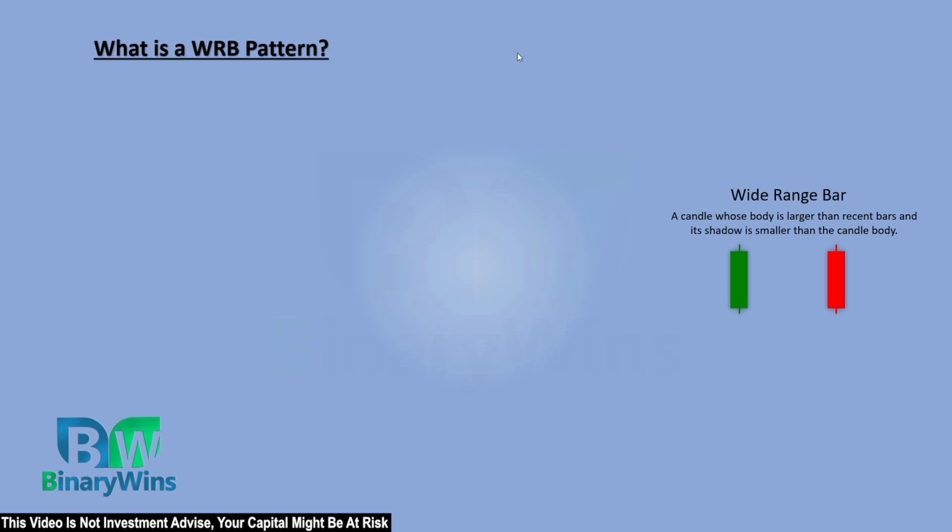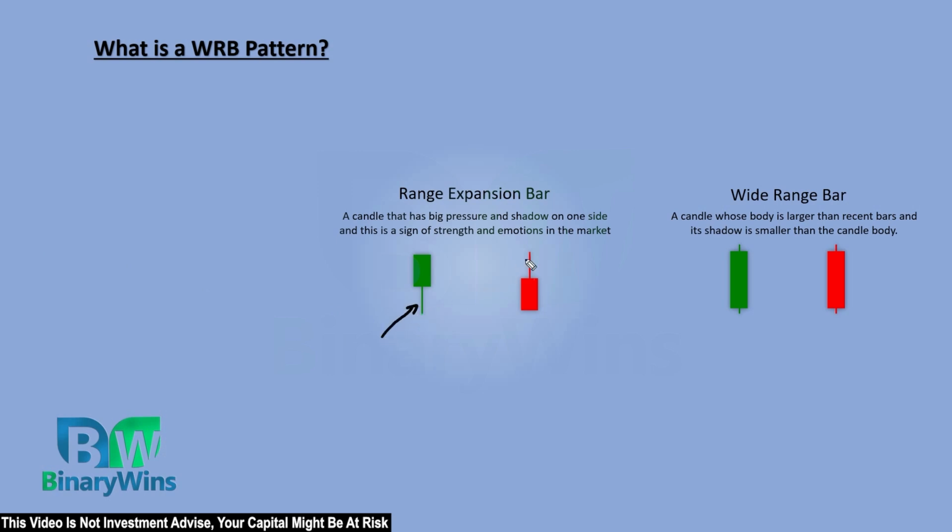But the second type of candles are range expansion bar candles or REB candles, which means a candle that has big pressure and shadow on one side, and this is a sign of strength and emotions in the market. If you look at these candles, we have a big shadow and a pressure from one side of the candle, which indicates the presence of buyers or sellers in this range.